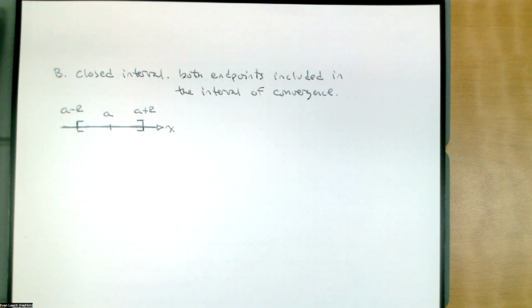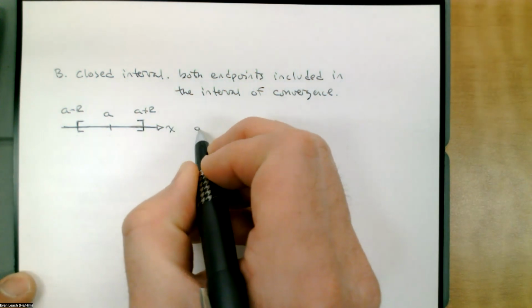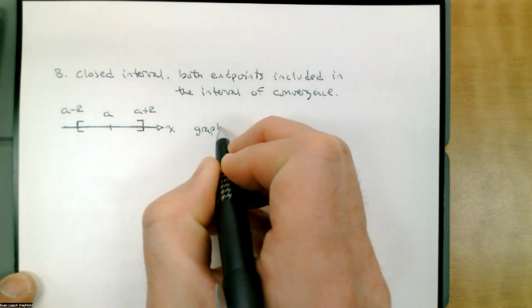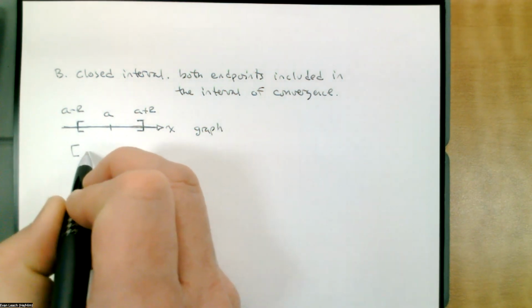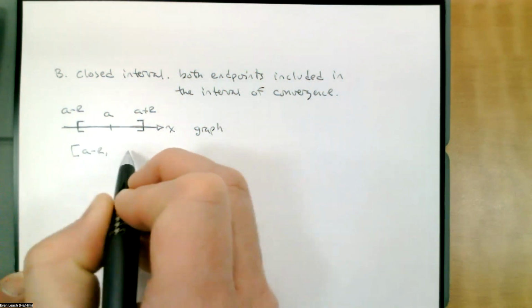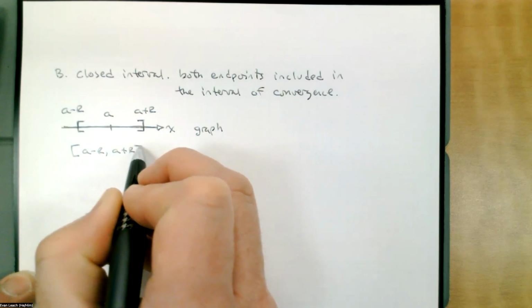We would put the two brackets in with the serif on the brackets pointing towards each other. So here is the graph. We could write this in interval notation with square brackets from A minus R at the bottom to A plus R at the top.